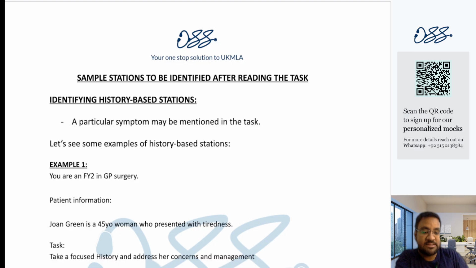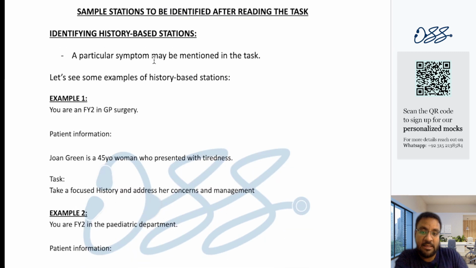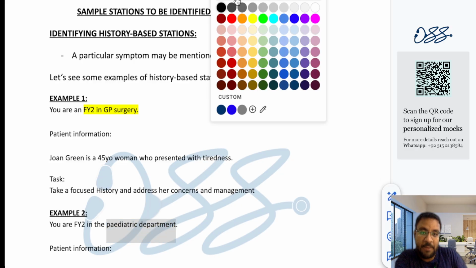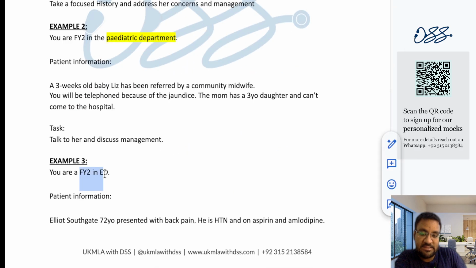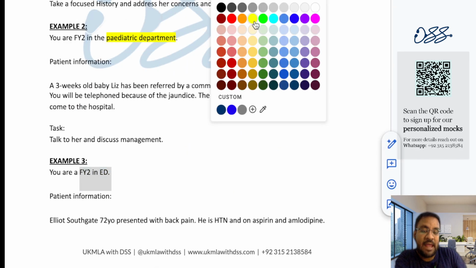Let me quickly discuss the parameters that you need to assess in those 90 seconds. The first and foremost thing, even before you identify what type of station it is, is to see your setting, where you are currently situated. You may be in the GP surgery, you may be in a particular department, or you may be in the A&E or the ED, the emergency department. You can be placed anywhere.